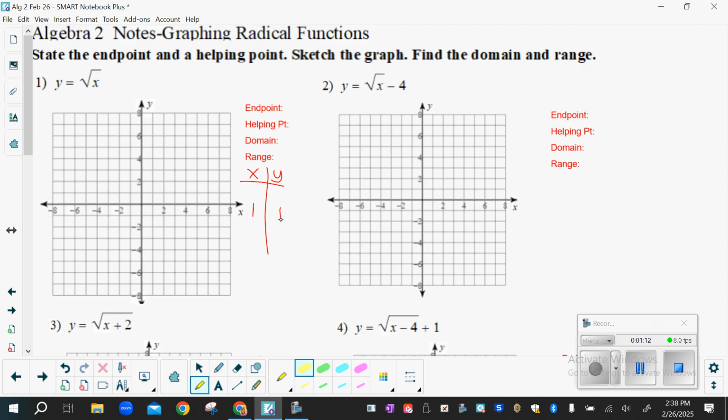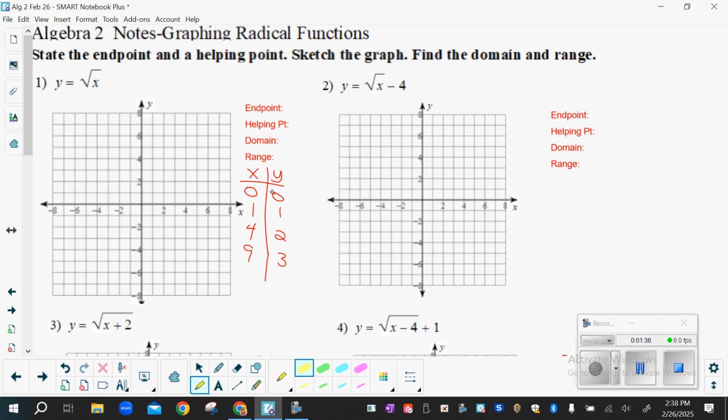4. Good. The square root of 4 is 2. What's another number? 9. Pick something smaller than 1. Negative 4. 0. The square root of 0 is 0.